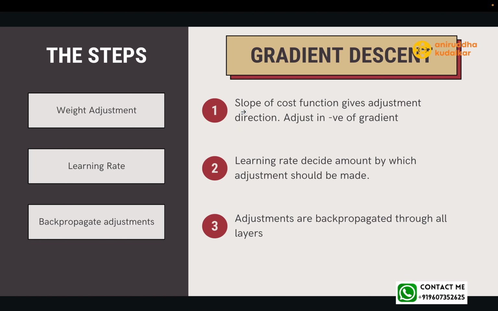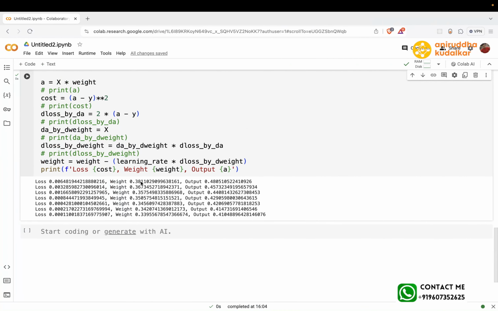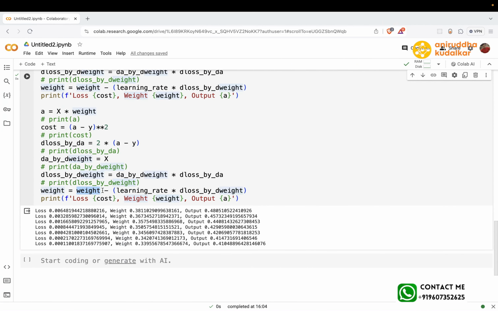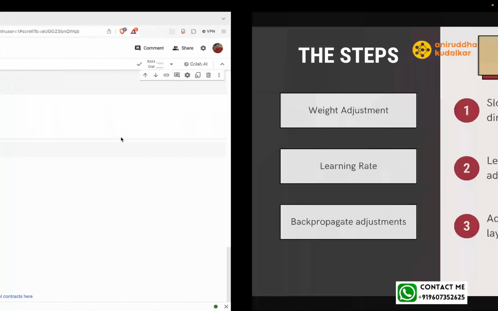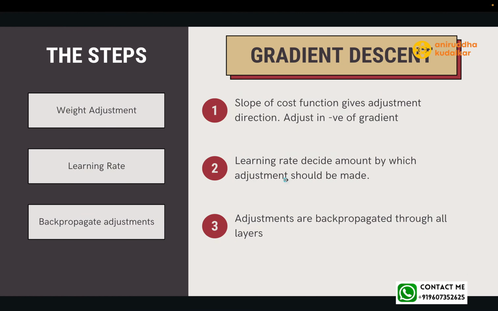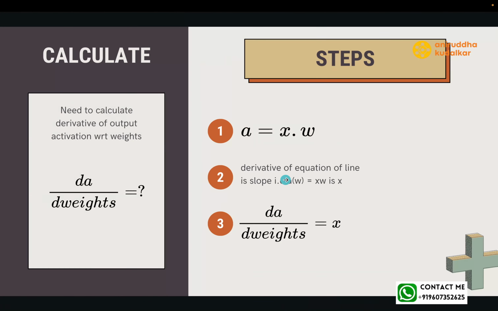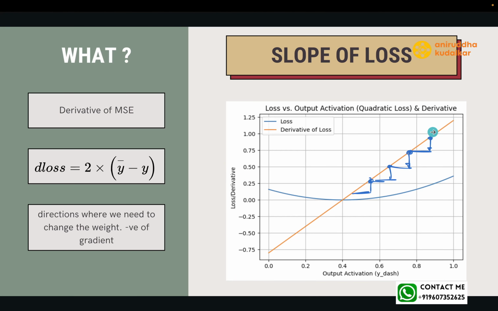First we have seen the slope of the cost function, in which direction we need to update the weight. Learning rate decides the magnitude, the amount of adjustment that should be made, and adjustments are back propagated. Can you see weight is getting updated per iteration. Back propagation, and this algorithm is called gradient descent. What is gradient descent? Reaching from this point, the maximum of the loss, to the minimum. This point is where loss is minimum, right?